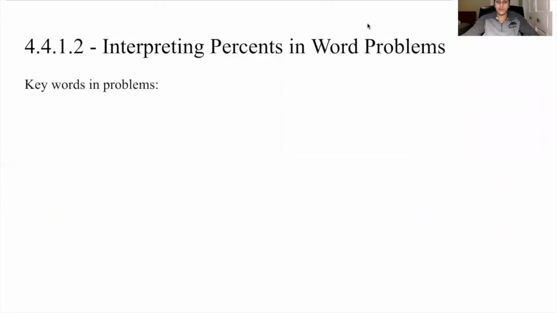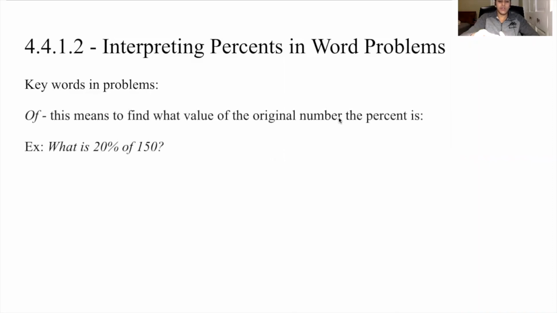Most of the problems you're going to deal with involving percents in Arithmetic Meet 4 are word problems, and there are a few key words you need to know so you understand what the problem is asking you to do with the percent. The first key word is "of." The word "of" means to find what value of the original number the percent is. Here I have an example which says, what is 20% of 150? This is a really basic example, but you're going to get bigger word problems that have the word "of" in them as well. This means I need to find 20% of 150.